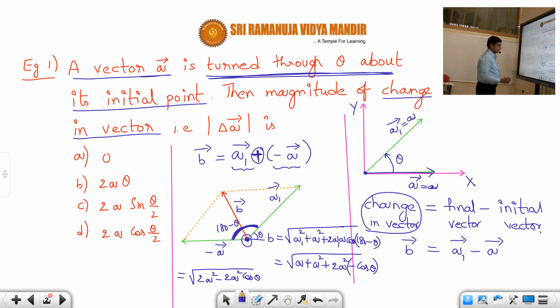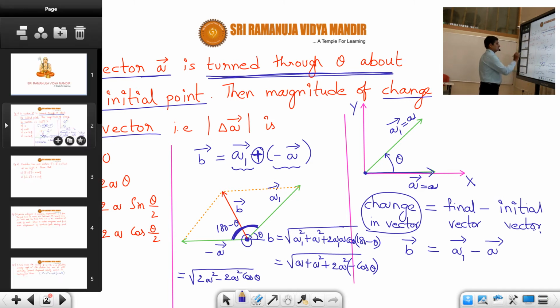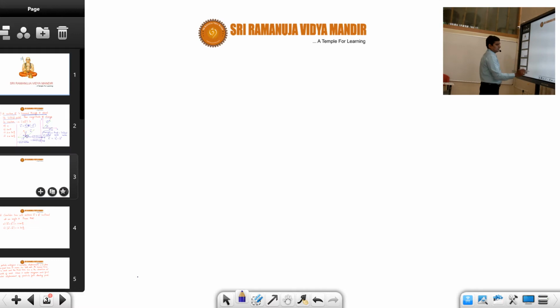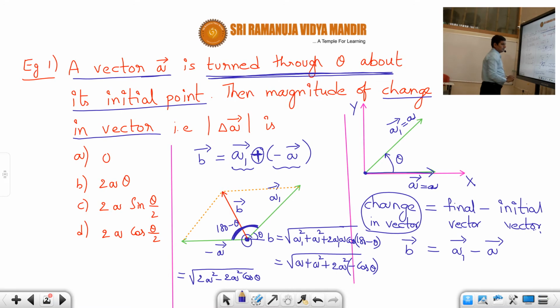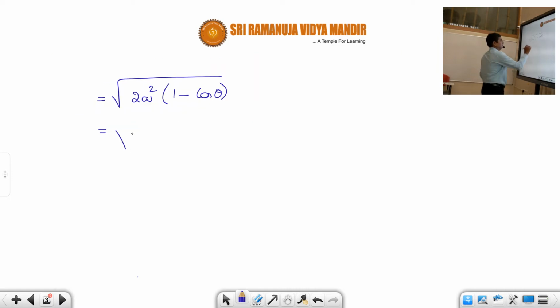So if you take common, next slide I am writing, that is equal to root over 2A square, if you take out common, 1 minus cos theta, students. You can see here root over 2A square I am taking common, 2A square inside the root, so 1 minus cos theta. So that is equal to root over 2A square into, what is 1 minus cos theta, students?